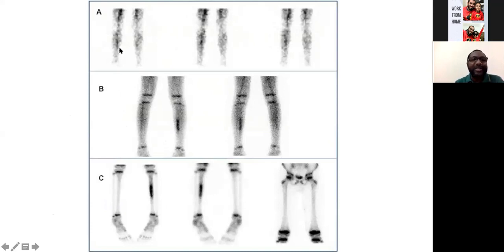So you can see that this is the first phase, second phase, and third phase. In this patient, you can already see that there's increased blood flow to the area, there's increased tissue activity, and there's increased bone uptake. So this is typical of what we see in patients with osteomyelitis. All 3 phases of the bone scan will be positive.